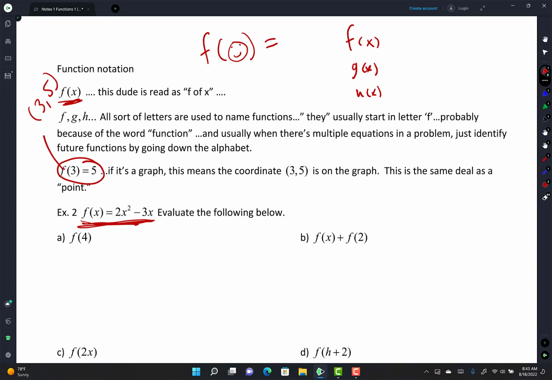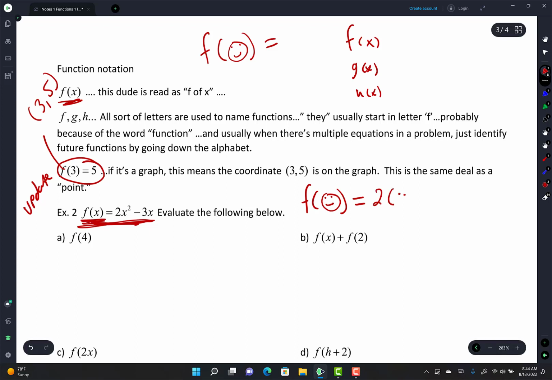Which maybe next time, you know what? I'm going to update these notes. Next time I'm going to put on purpose one of the letters. I'm going to say, give me f of happy face. If I say f of happy face, I hope that you can tell me, okay, here's my expression. Wherever there's an x, I'm just going to put a happy face.